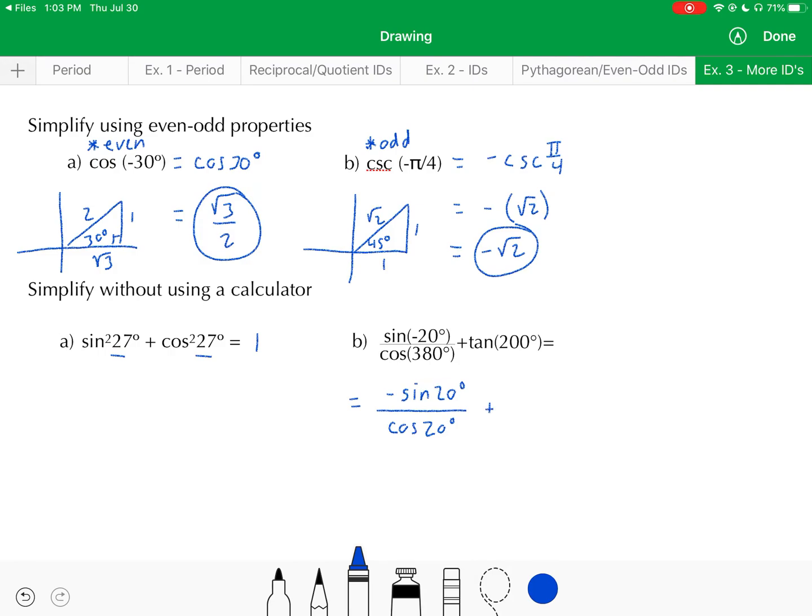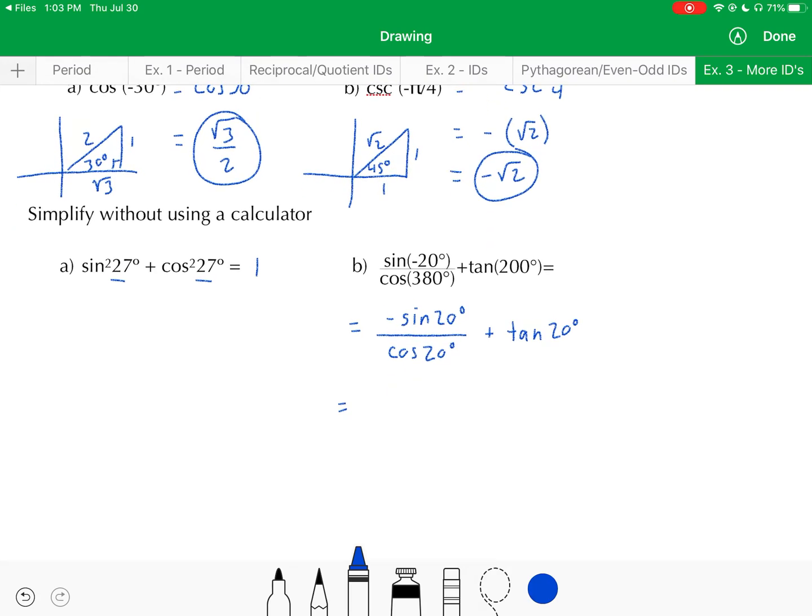And then tangent has a period of 180 degrees. So that means tangent of 200 can just be thought of as tangent of 20 degrees. Okay. Now I use a quotient identity. Negative sine of 20 over cosine of 20. Since both of those angle measures are the same now, I can say that this is equivalent to the negative of the tangent of 20 degrees. So I'm taking negative tangent of 20, adding it with tangent of 20. Of course, those are going to cancel each other out and result in 0. Okay.